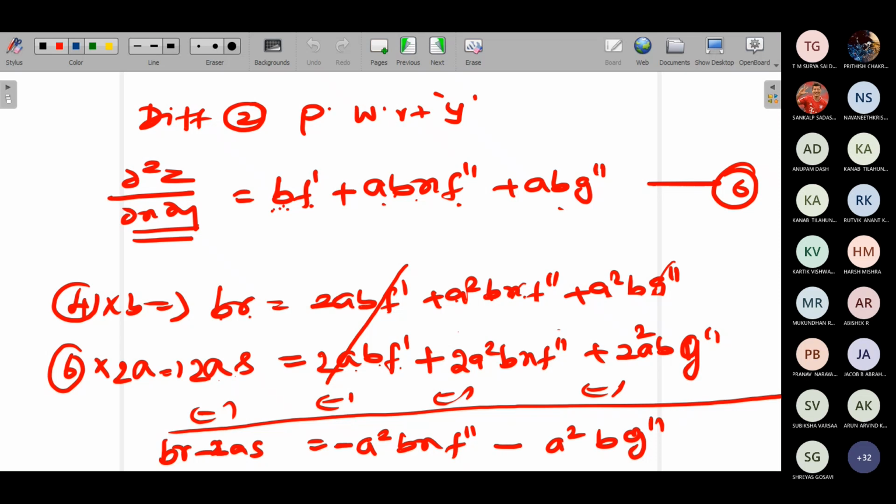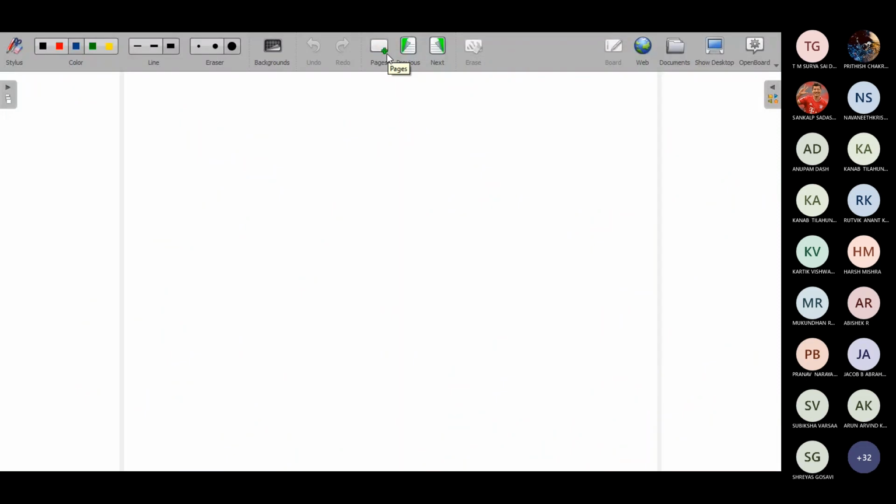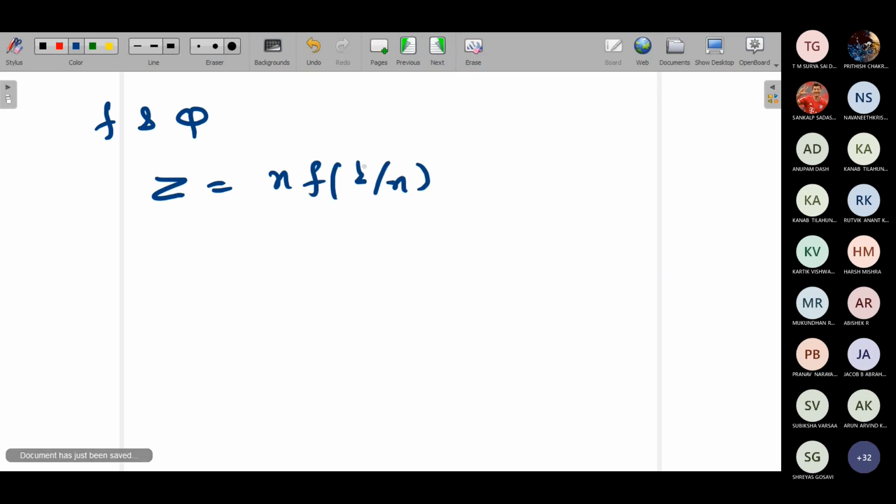Shall we do one more problem like this? Take down. Form partial differential equation by eliminating arbitrary functions f and pi from z is equal to x into f of y by x plus y into pi of x.